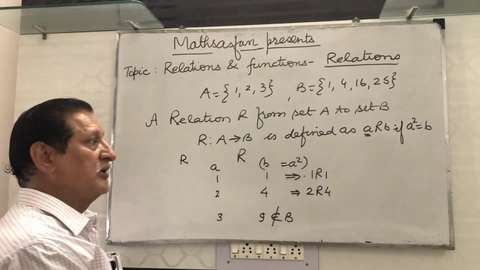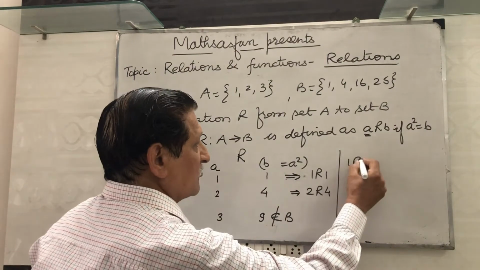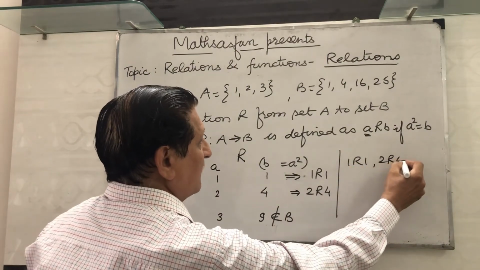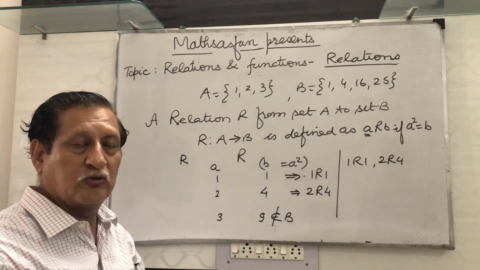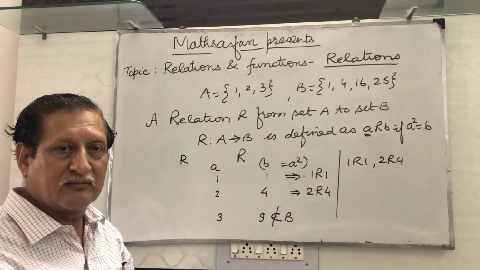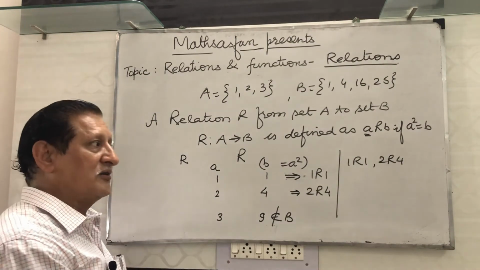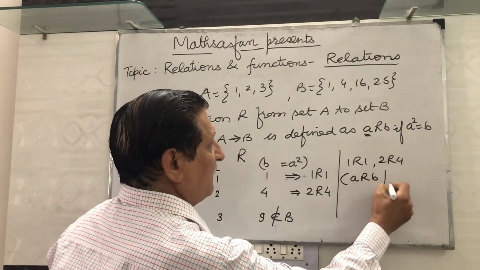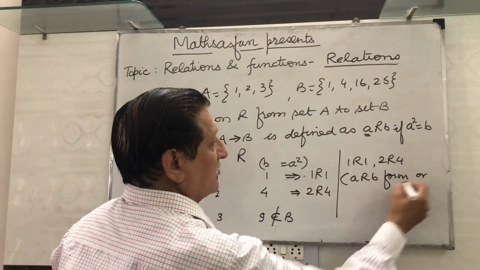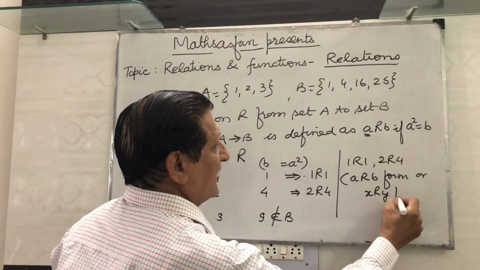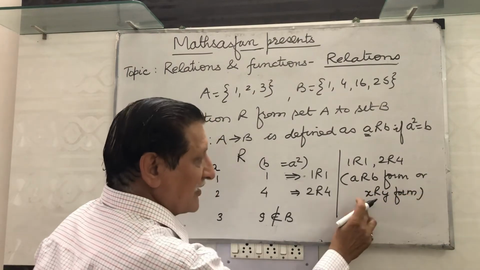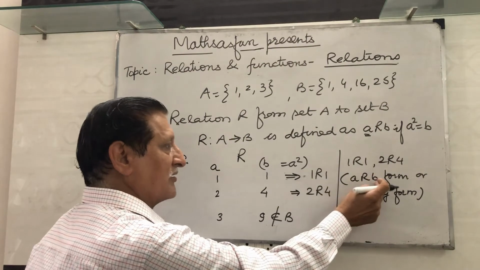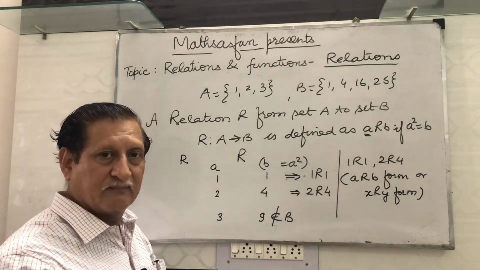Now to represent the relation, we write this as 1R1, 2R4 only, because these are the 2 elements only having the relation R. This particular form is known as ARB form, or somewhere it is also written as XRY form. It means X has the relation R with Y, or A has the relation R with B.